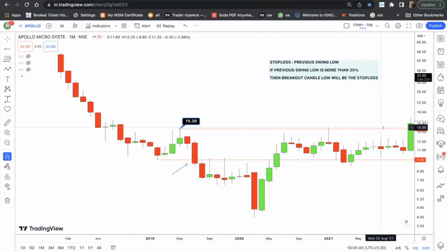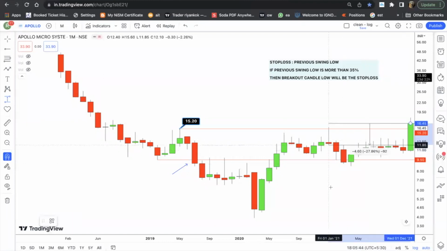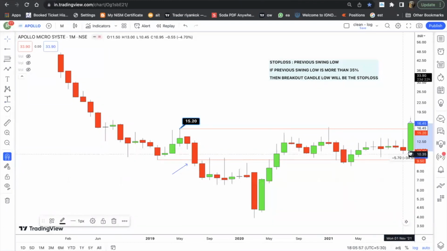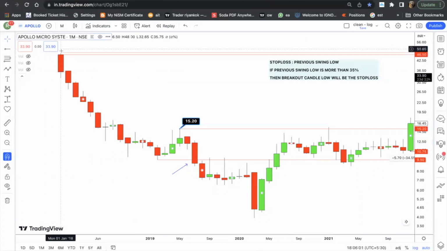Okay, so here the previous swing low is at 8 rupee 65 paise, which is almost 47%. So here we cannot keep this as a stop loss. So our stop loss will be the breakout candle low, which is 10 rupee 75 paise, approximately 34%. Yeah, 34%. So this was the stop loss, and our target was 3x, which is like 200% from the levels. So 35% downside risk and upside at almost 200%.